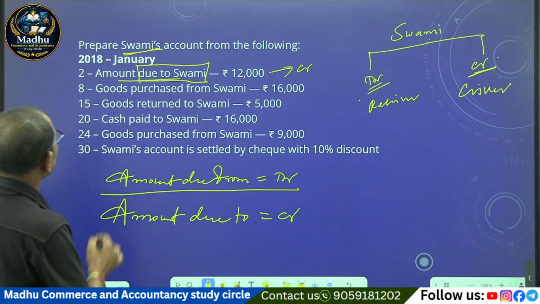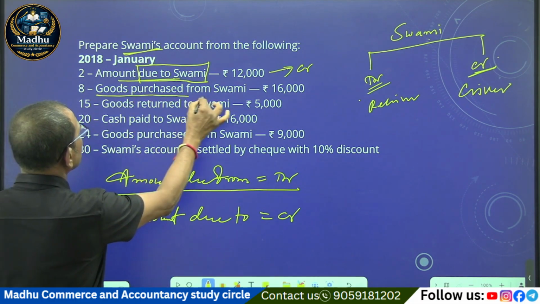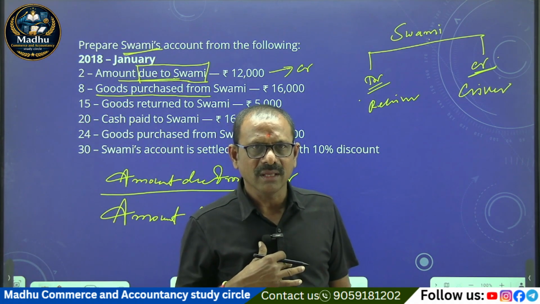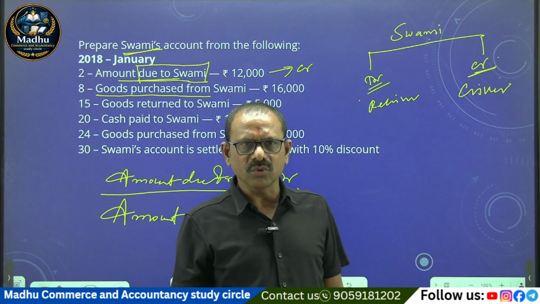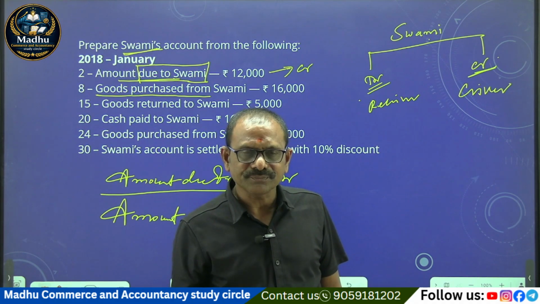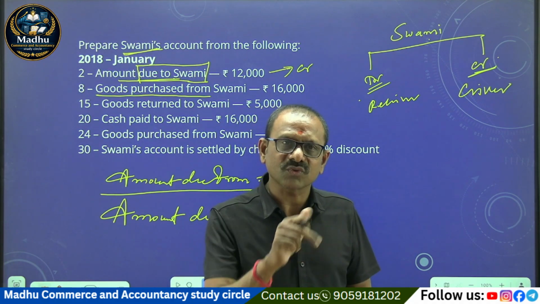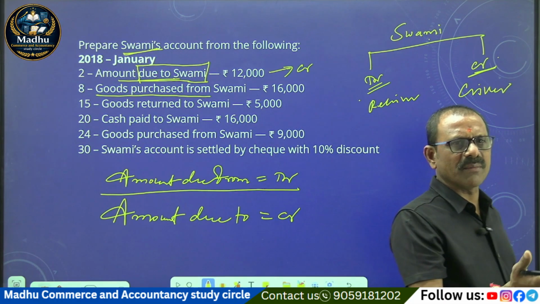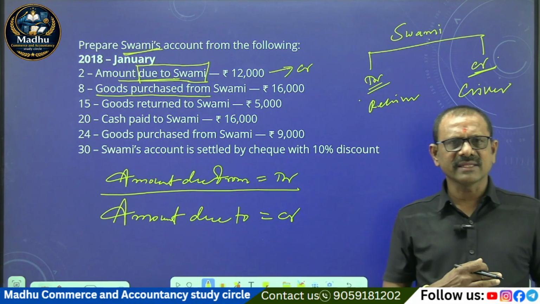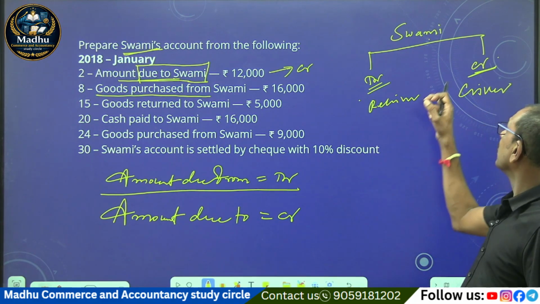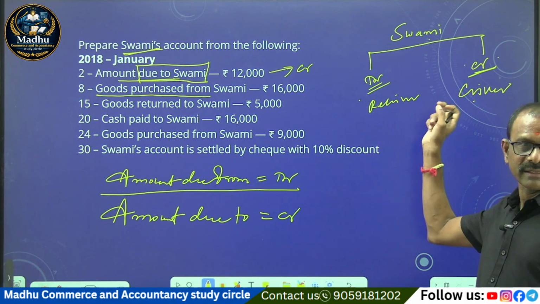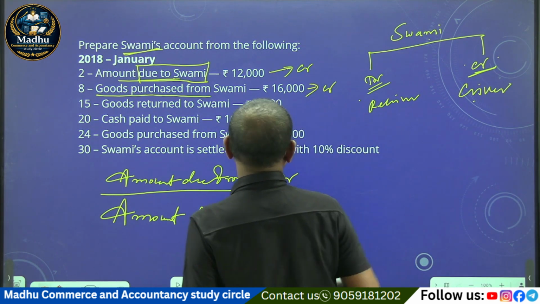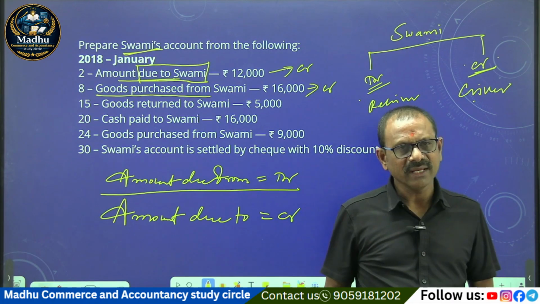Now you see next one, goods purchased from Swami. Who purchased here? We purchased from Swami. अपन goods खरीदे. Then Swami is the giver. We purchase goods from whom? Swami. Swami is the giver to us. स्वामी से खरीदे अपन, इसलिए स्वामी अपन को दे रहा, इसलिए is a creditor. So credit is the giver. That's why we have to write here credit side. Swami is the giver.